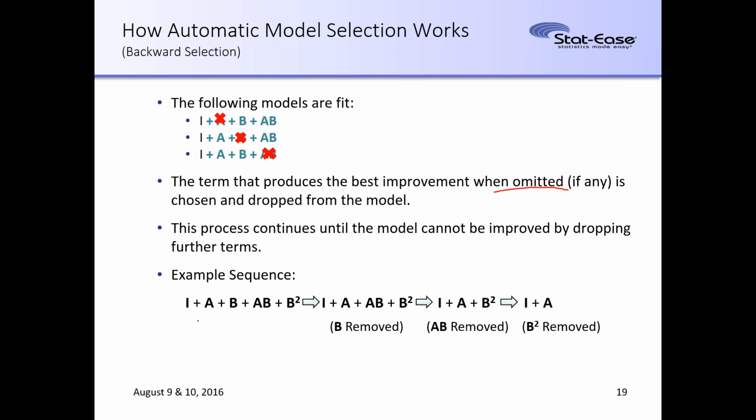So here's an example sequence. Here's the full model. Maybe at the first step, the program will drop B to give this model. Then maybe it'll drop AB to give this model. And then maybe it'll drop B squared at the very end to give this model. So you want to think of backward selection as kind of a one-at-a-time pruning procedure where it'll reduce the model one term at a time.